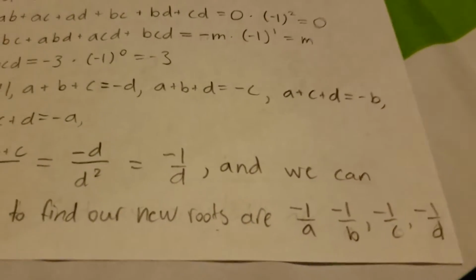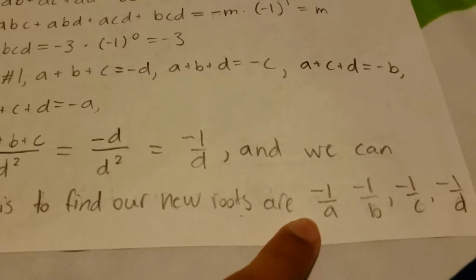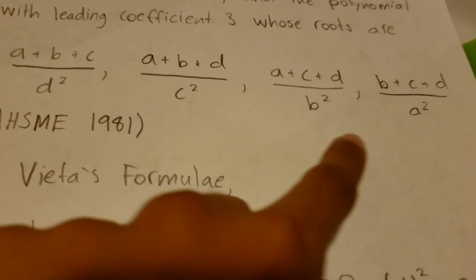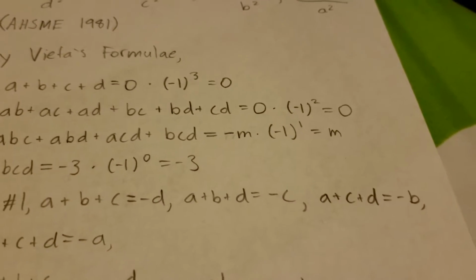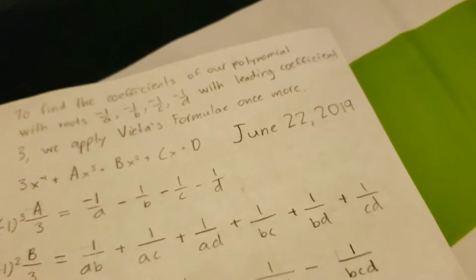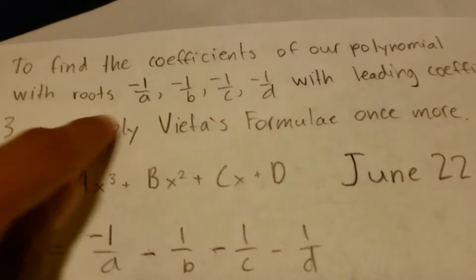Okay, this really drastically simplifies it. It looks much easier to find the polynomial with these four roots instead of these four roots. It looked crazy. So without further ado, let's move on and try to find the coefficients of the polynomial with those roots over here.